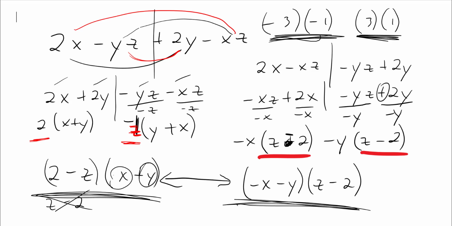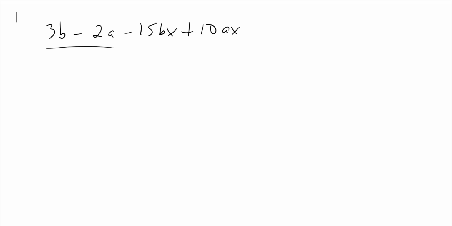All right, so the next one's going to be here we go. 3b minus 2a minus 15bx plus 10ax. All right, so understand there's no greatest common factor here. So we've got to link this with something else.